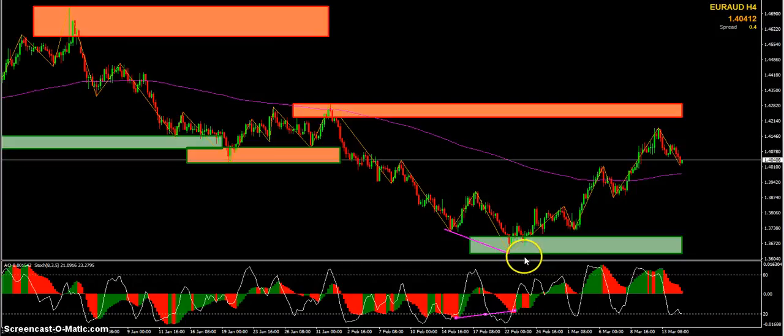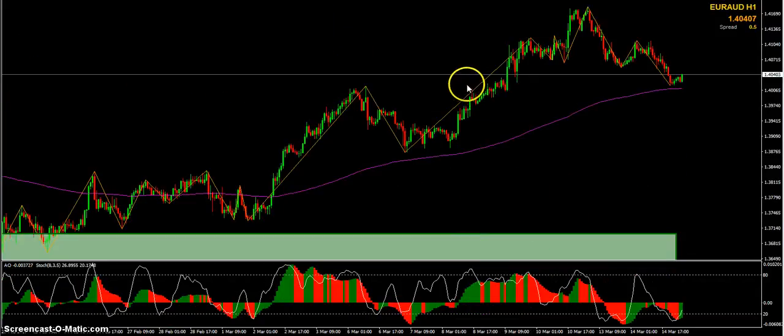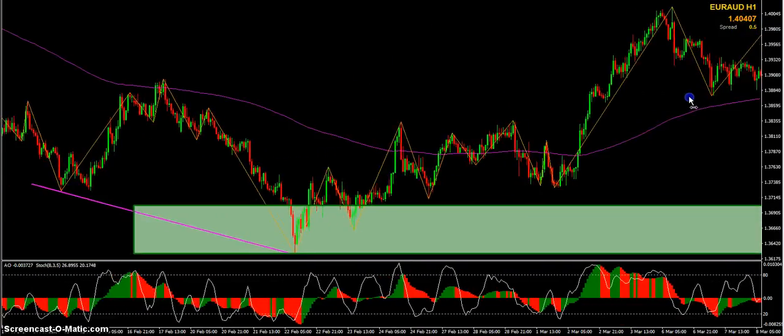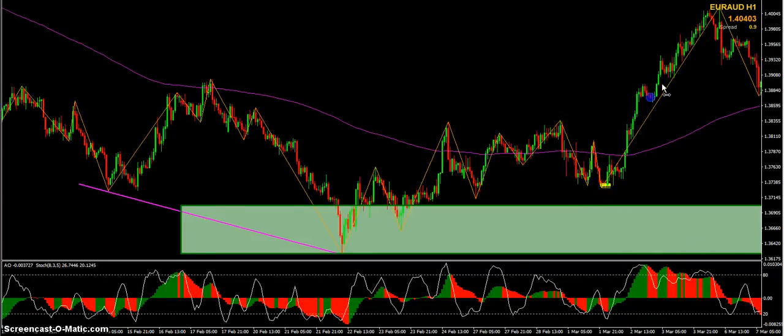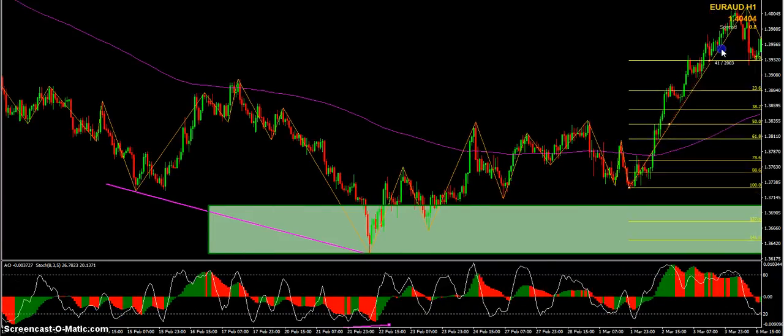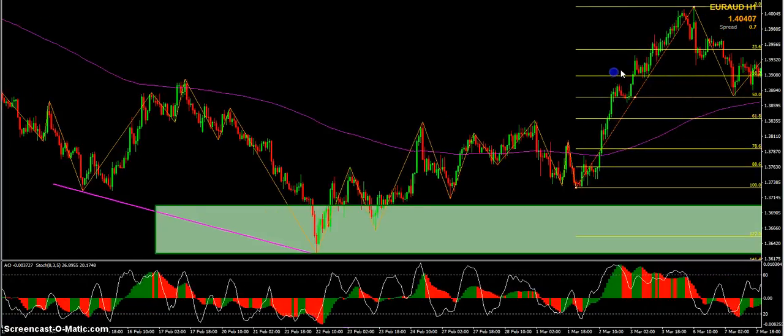We then wanted to see it push up, test, and come back. We look at our 1-hour chart. If we scroll back to roughly where we're looking at the entry back here, we can identify the first large AO, that one there. We then want to see it pull back to the minimum 38.2.